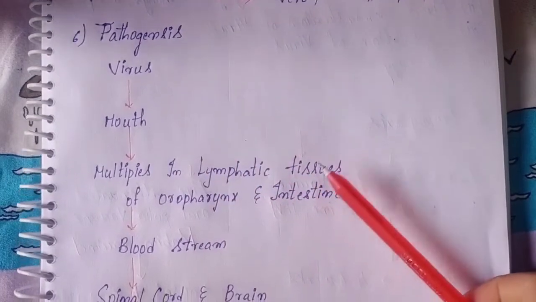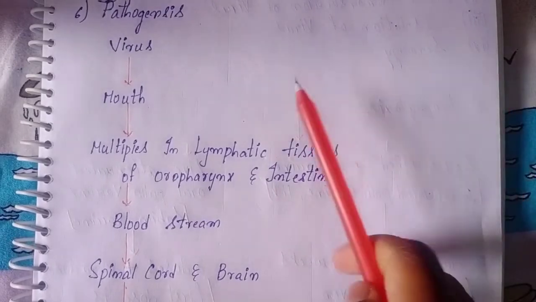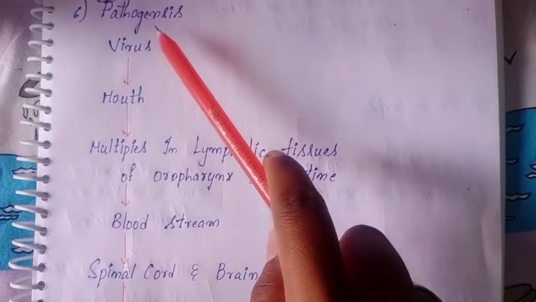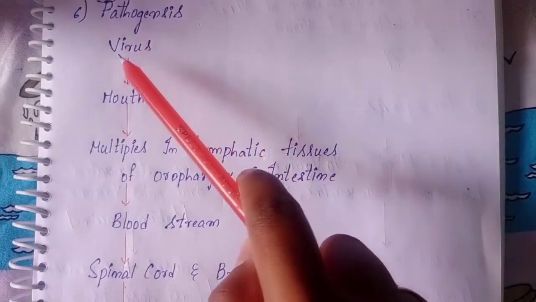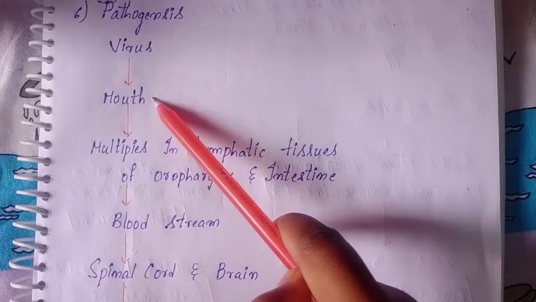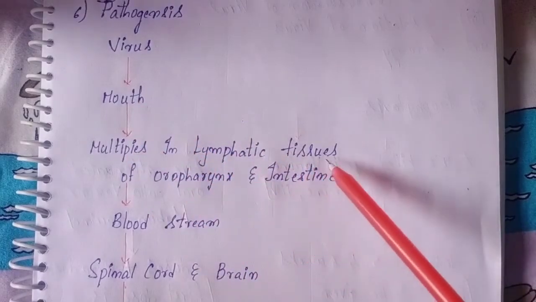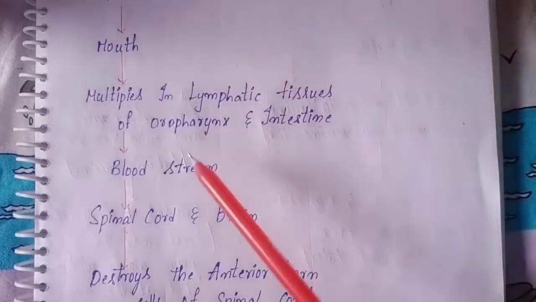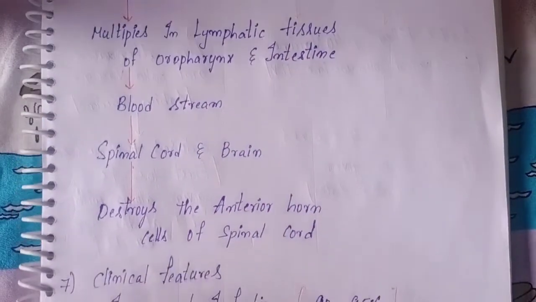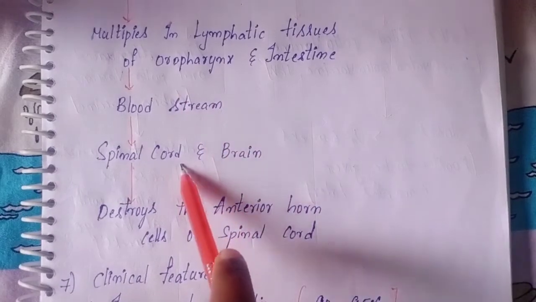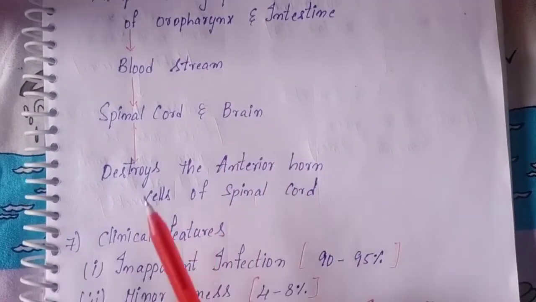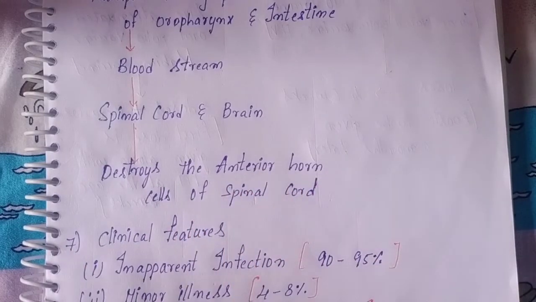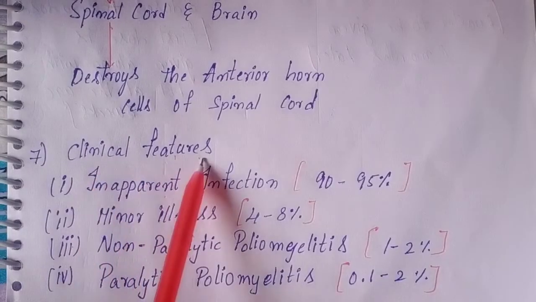For a better understanding of pathogenesis of poliovirus, we can see this flowchart. Virus enters into mouth and it multiplies in lymphatic tissues of oropharynx and intestine. It passes into bloodstream. From the bloodstream, it passes into spinal cord and brain, and finally destroys the anterior horn cells of spinal cord.